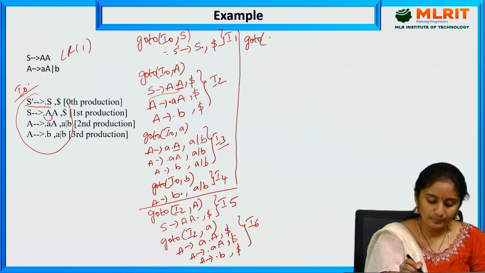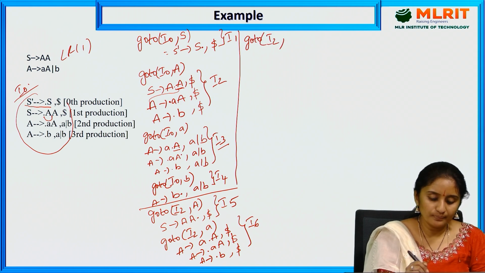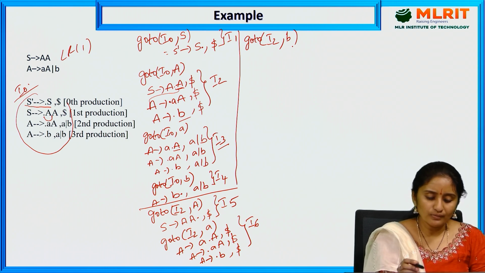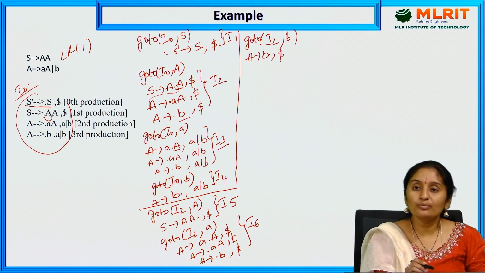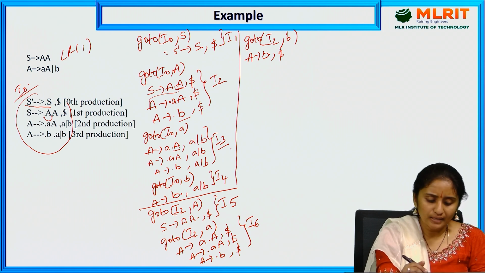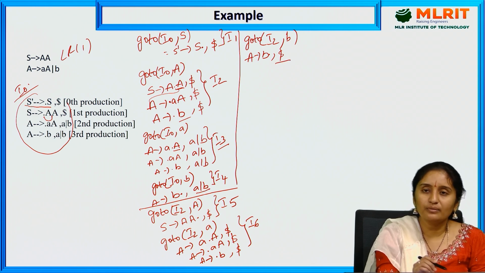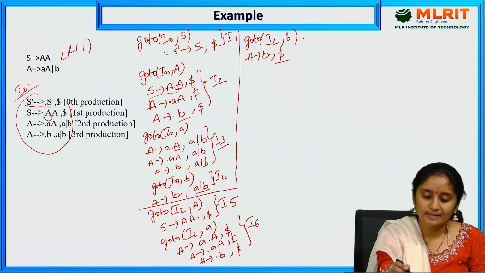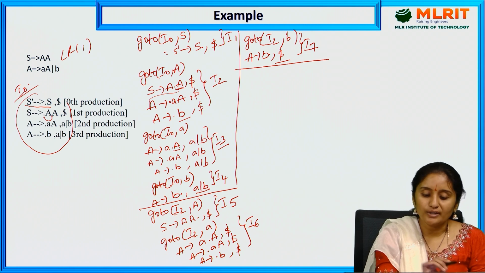Go to I2 comma small b. So we are going to have A tends to B dot comma dollar. B dot comma dollar, it is completed. Check whether A tends to B dot exists. Yes, it is there, but there the look ahead symbols are A by B and here my look ahead symbol is dollar. So both are not matching, and this will be our new state. I6 is completed, so this is I7. Now I2 is completed reading.